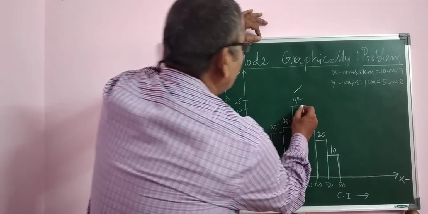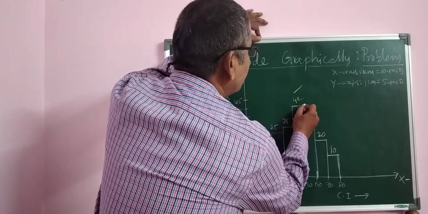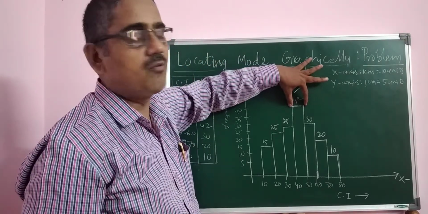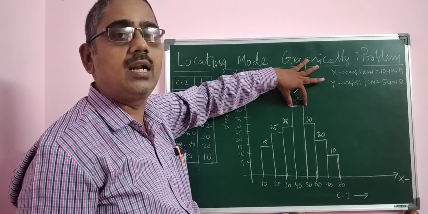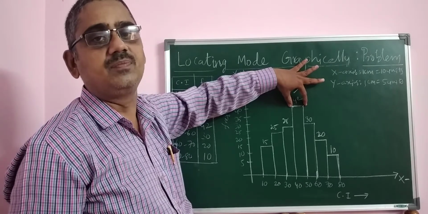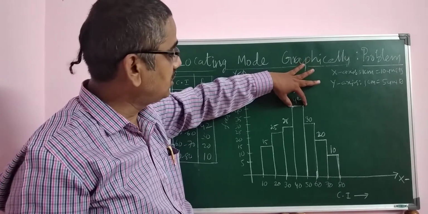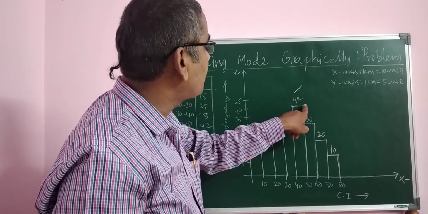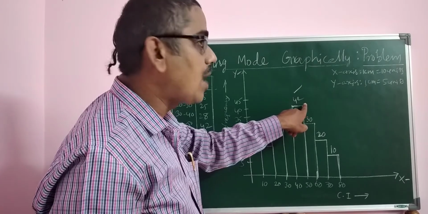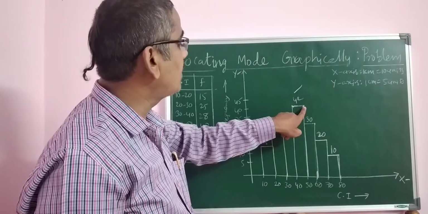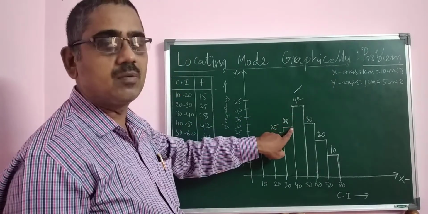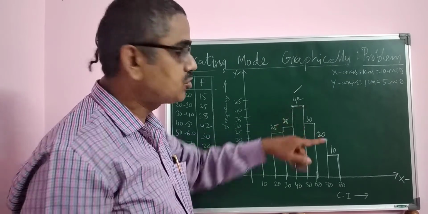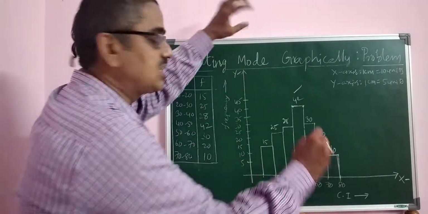For example, these are the two corner points. This is one corner point, this is another corner point. From these two corner points, you have to diagonally draw two straight lines. How to draw? Take the upper corner of this particular bar to the upper corner of the adjacent bar. Similarly, the upper corner of this particular bar and the upper corner of the adjacent bar, which is obtained diagonally. So it is very simple.